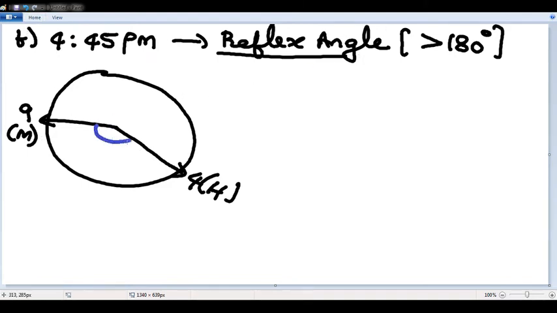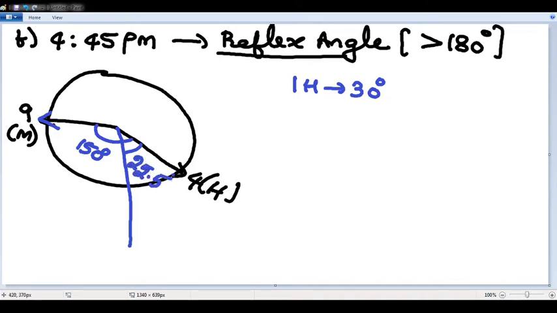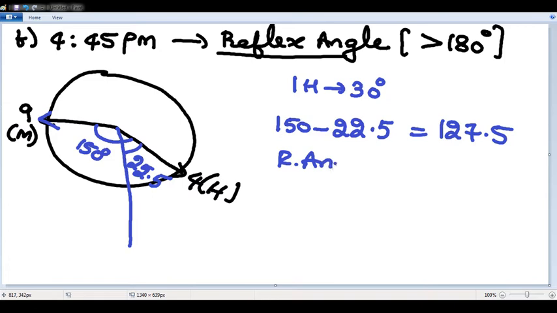Now see here. The difference is 5 hours. 12 hours is 360, so 1 hour is 30 degrees. So 5 hours is 150 degrees. Whenever the minute hand reaches 9, the hour hand will shift for 45 minutes. 45 minutes is 45 by 2, so 22.5. So the answer is 150 minus 22.5, which is 127.5. But the question is, I need a reflex angle.